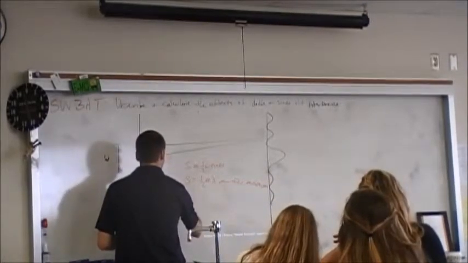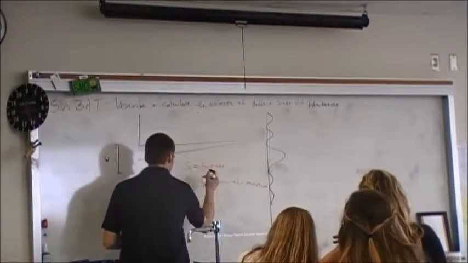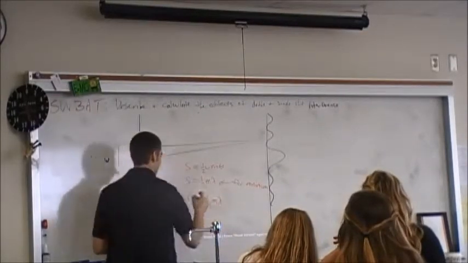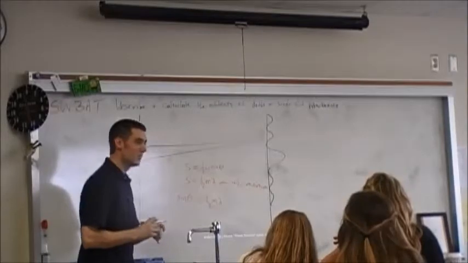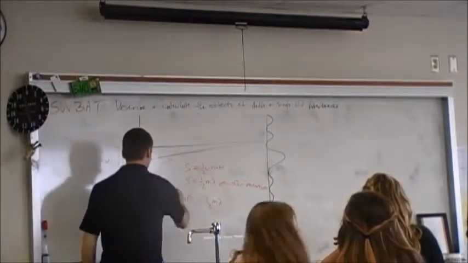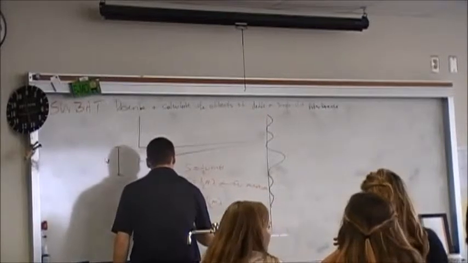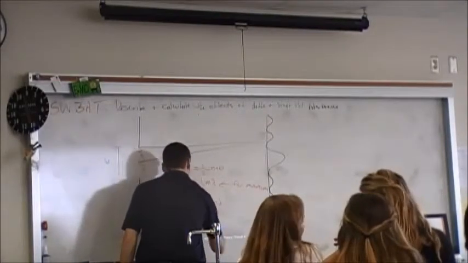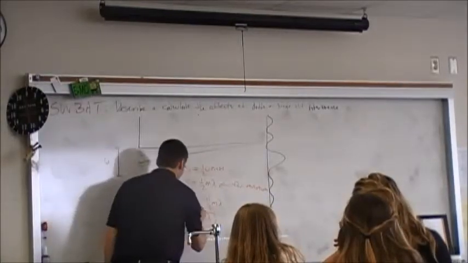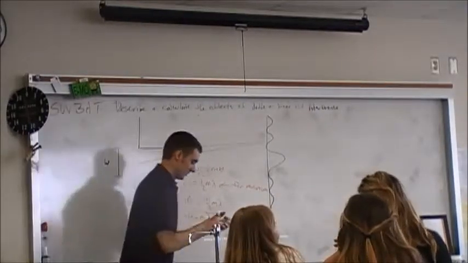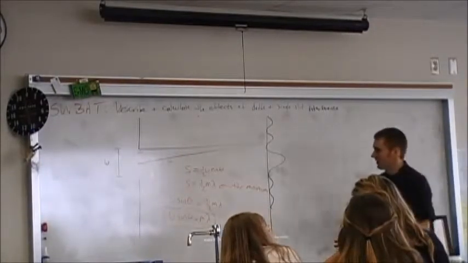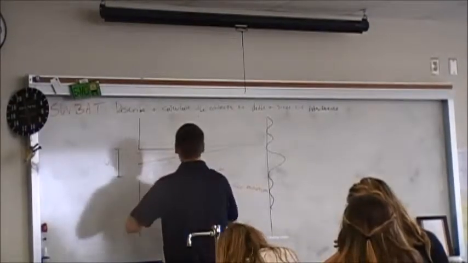We've got half w sine theta from up here, and that's going to equal half m lambda from right here. And that's going to give you a minimum. It's going to give you a destructive interference point. Our halves cancel out, and so we end up with w sine theta equals m lambda for a minimum. Okay, we're almost there. What I could do then is the exact same kind of analysis I did before.